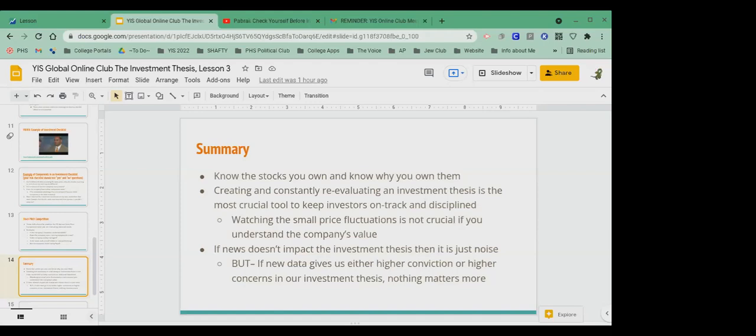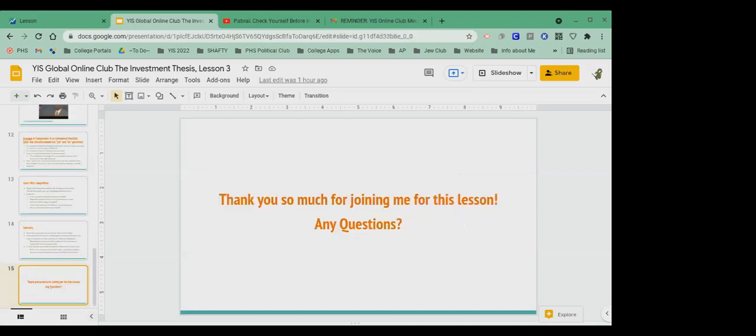And additionally, if news does not impact that investment thesis, it's just noise. But if new data comes out about a company giving either higher conviction or higher concern about the investment thesis, then that noise matters and it becomes news that you should use to reevaluate your investment thesis. So thank you so much for joining me on this lesson about the case study for the investment thesis.